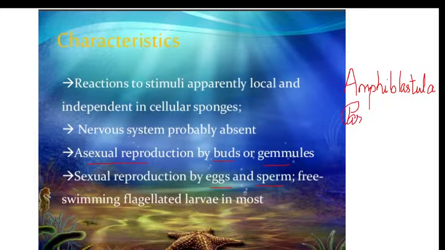Amphiblastula and parenchyma. Amphiblastula and parenchyma are the two free swimming larvae that are found in the life cycle of sponges.